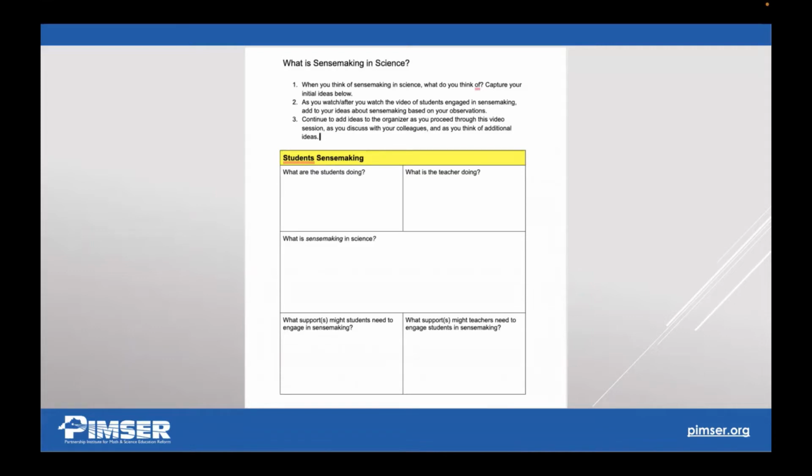As you jot your ideas down, you may want to capture your thinking about what supports might be needed for students to engage in sense-making and for teachers to engage students in sense-making effectively. In this video, we will focus on deepening our understanding of sense-making, and in videos 2 through 5, we will focus on the supports needed. Pause the video and capture your ideas on the organizer.